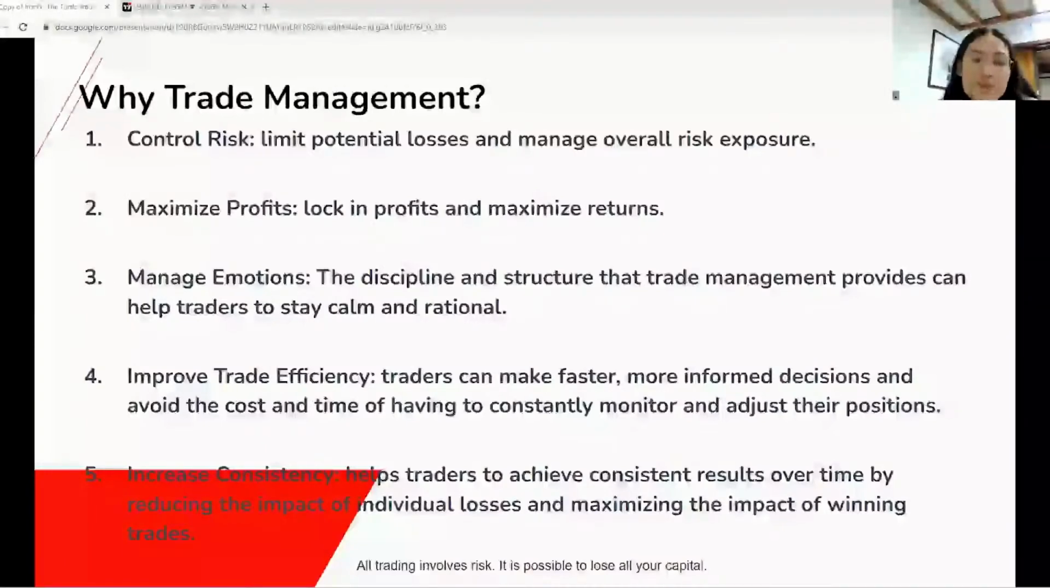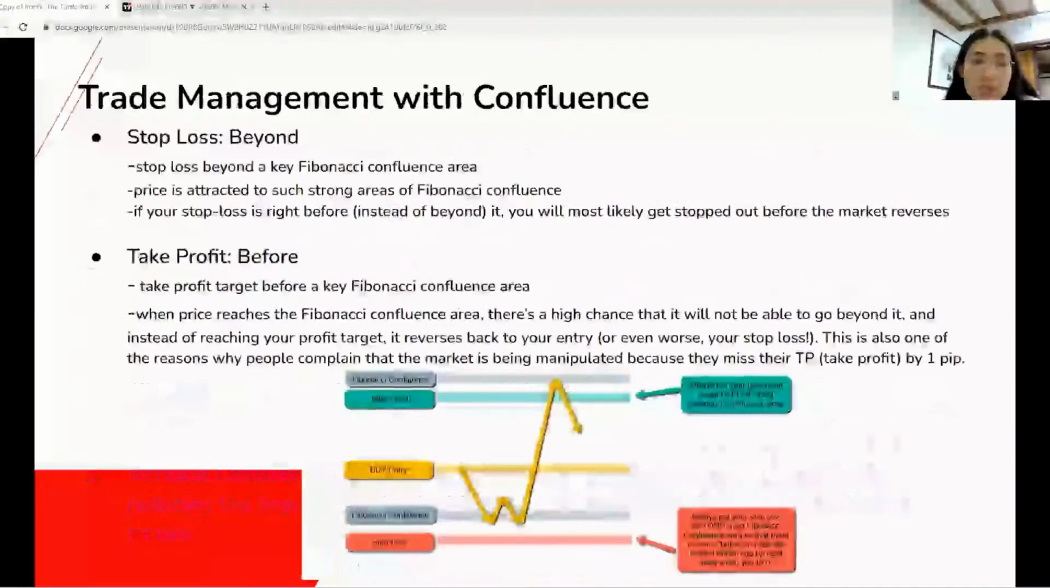Okay, so right now let's take a look at some trade management strategies that you can implement together with the total trading strategy as well. Earlier on, I was talking a bit about confluence. Over here in the slide, we're talking about Fibonacci confluence, but as I mentioned when we were looking at the chart, it's confluence pretty much for anything.